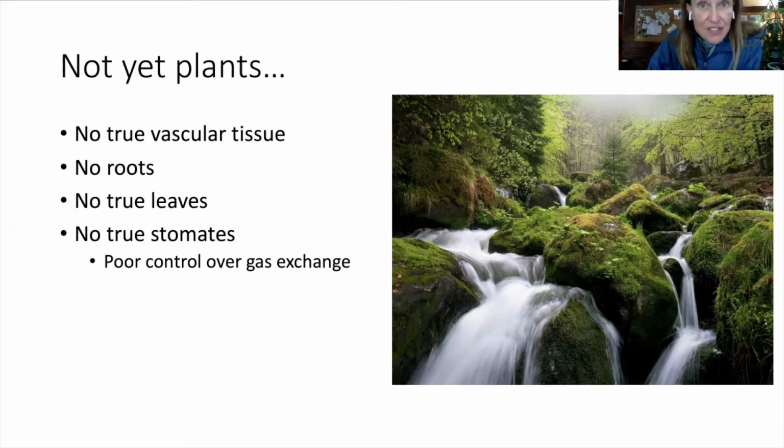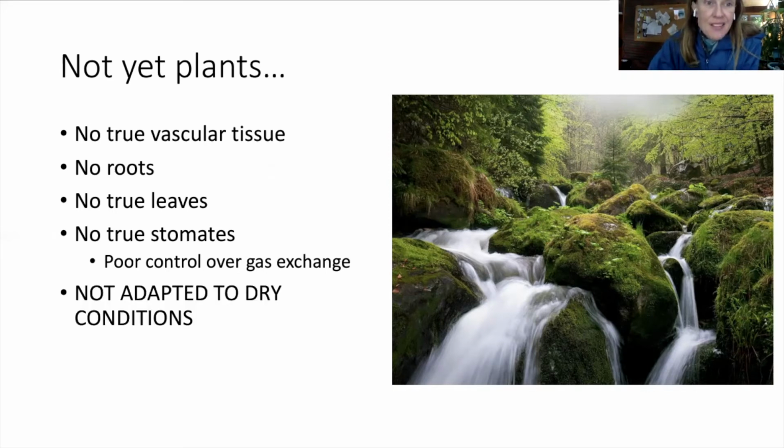They don't have vascular tissue. They don't have roots. They don't have real leaves, how we define them. They don't have stomates. Now, stomates, that's probably one of the biggest ones. They have very, very poor control over their gas exchange, right? So when it dries out, they can't close their stomates and stop losing moisture from their bodies, they just keep them open. And that's why you don't find them anywhere where it's really dry, because they would just lose all their water. They can't control it. So they're not yet plants because they're not truly adapted to dry conditions.